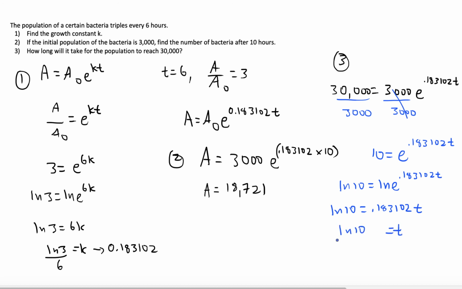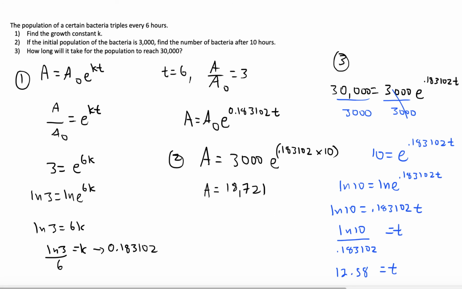Again, ln of 10 divided by 0.183102. Now, when you're doing these in your calculators, you should hit ln of 10, enter, and then divide by 0.183102. You don't want to do this all in one screen or in one shot. Once you get this, you should get about 12. I'm going to round this once again to two decimal values: 12.58 hours.